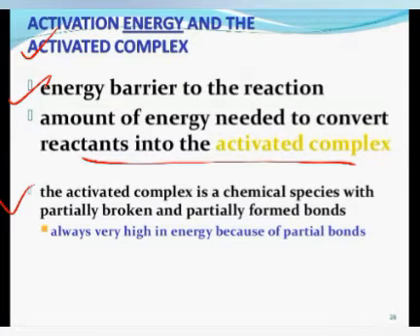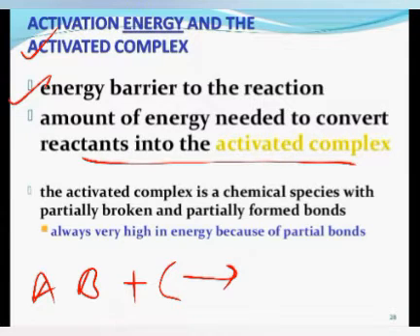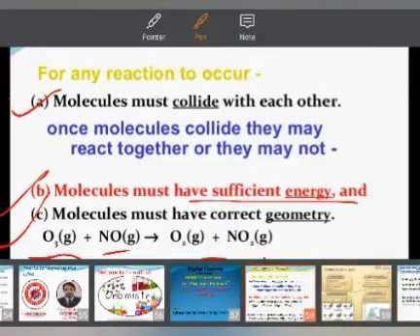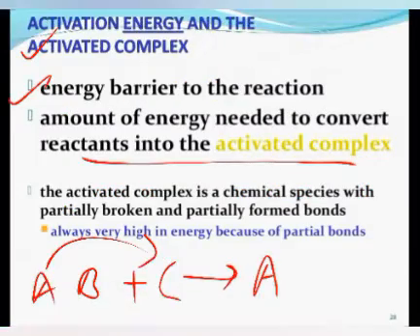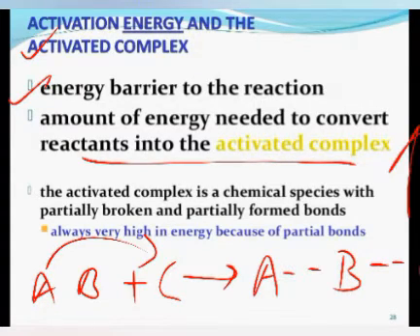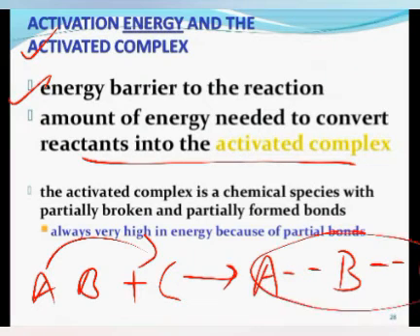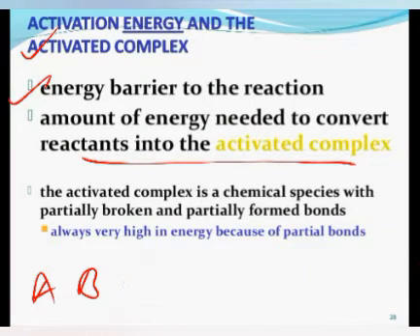The activated complex is a chemical species with partially broken and partially formed bonds. For example, if AB will react with C, A will not react directly with C. First, the bond between A and B will partially loosen and a bond will form with C. Later on, A will break away and B and C will form a bond. In this way the reaction will occur. So that complex between reactant and product is called the activated complex.